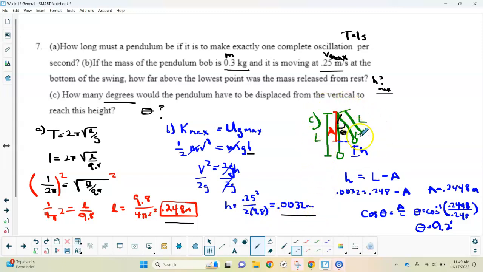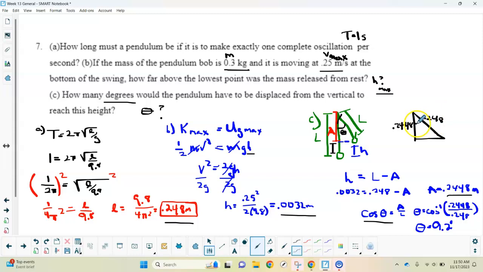Again, we talked through this earlier in the video. So this height is equal to, I think I used y in the earlier, but the length of the pendulum minus a will give you what's the leftover part, which we call h. So I know this height from this answer. I know L from the length of the pendulum. So I can solve for a and get 0.2448. And then I just have to plug that in to the cosine function, because in this triangle, this side is 0.2448. And this is the whole length, so that was the 0.248.